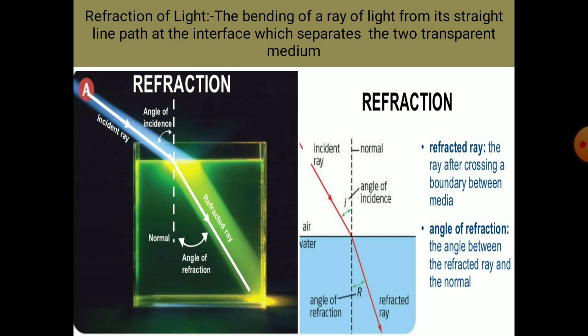So we can define refraction of light as the bending of a ray of light from its straight line path at the interface which separates the two transparent media. You can see the diagram. The bending of light occurs at the surface separating the two media.